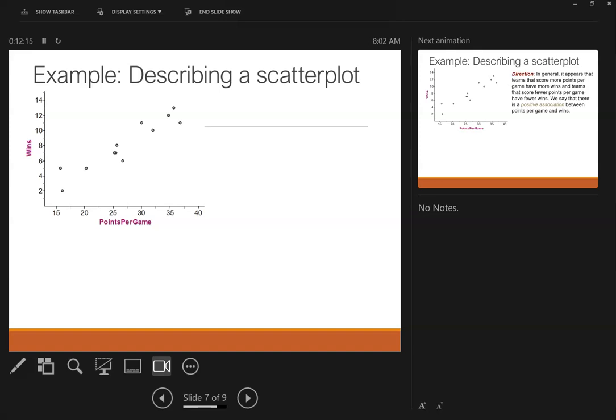Okay. So let's describe this scatter plot here. What would we say the direction is? Positive, because the data is increasing as we move from left to right. What is the form? I would say linear. I think I agree with that. It appears to be a pretty straight line. I don't see much curve going on there. The strength.